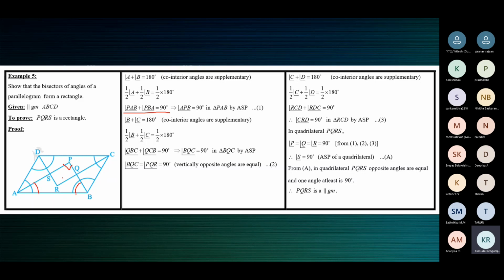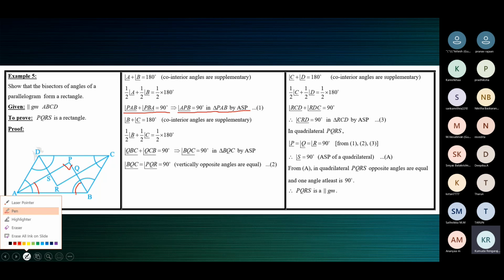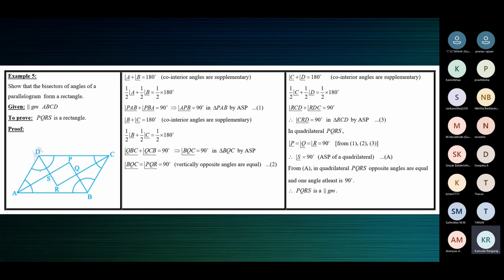If the sum of two angles is 90, the third angle has to be 90 degrees by the angle sum property. So this implies angle APB is 90 in triangle PAB by angle sum property. We have to repeat the same in the other triangles. I'll repeat this for you.